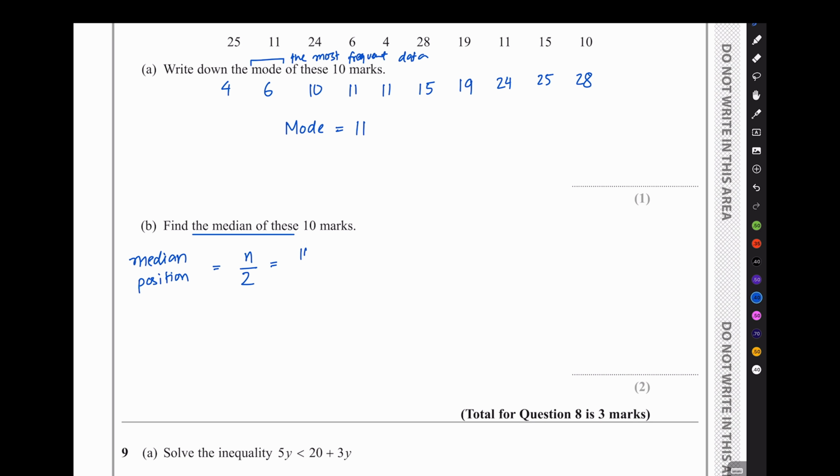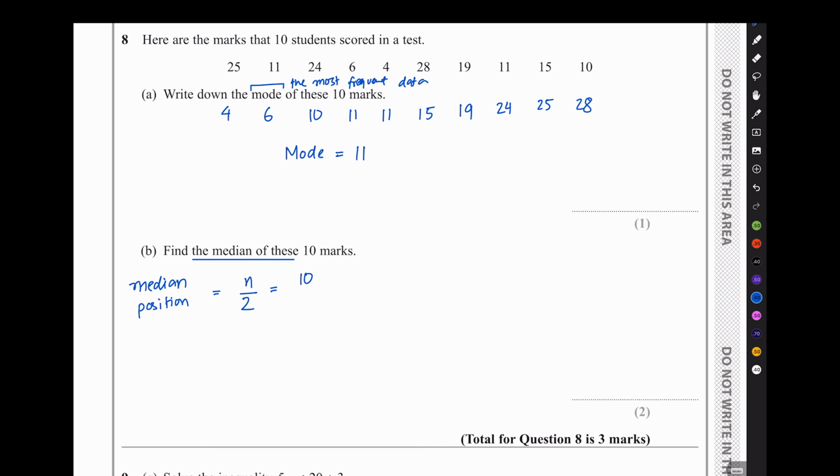So n by 2. There are 10 students, so 10 divided by 2, which is 5. So if you are doing n by 2, let me just write this down for your revision's sake.